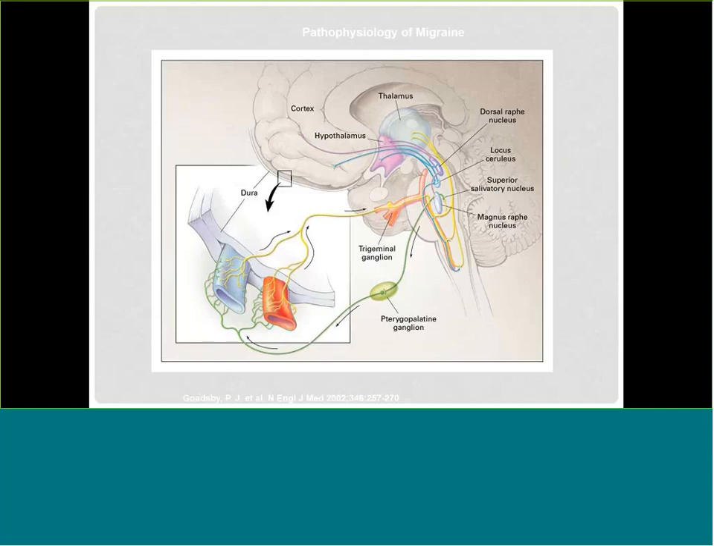This is a diagram from a New England Journal article about the pathophysiology of migraine, and it shows the innervation of meningeal vessels and the information being transported through the trigeminal ganglia to secondary neurons within the brainstem at multiple centers, and then to the hypothalamus and thalamus, and then the cortex.